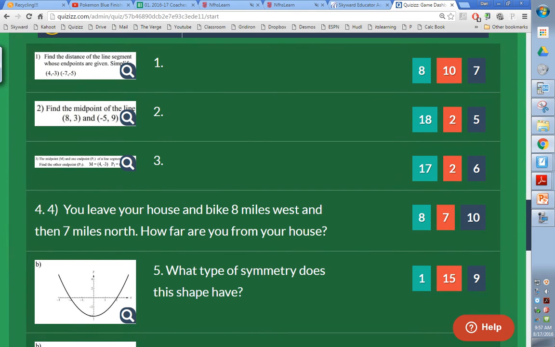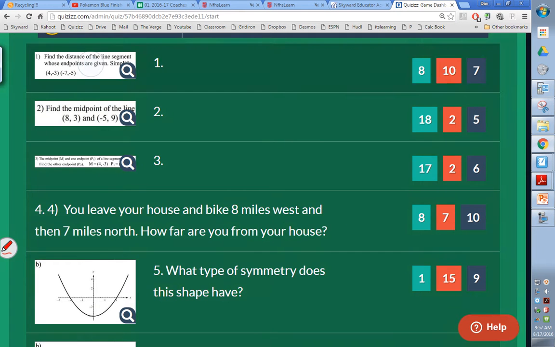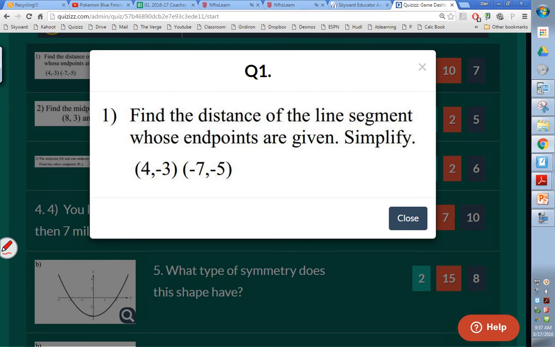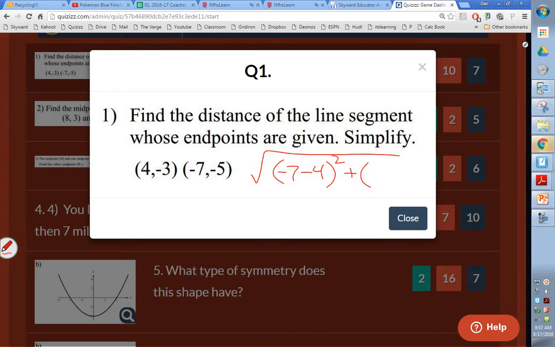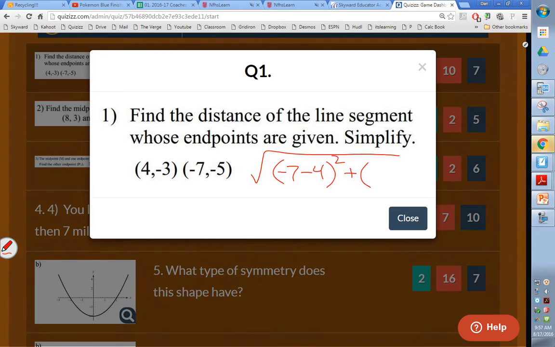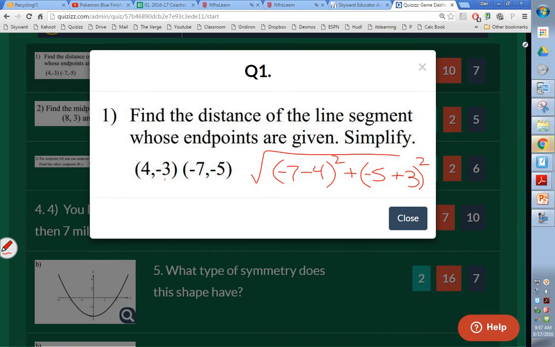Okay, so on number 1, we are finding the distance of the line segment whose endpoints are given. So the distance formula says x sub 2, negative 7, minus x sub 1, 4, squared, plus y sub 2, negative 5, minus y sub 1, negative 3. So that's plus 3 squared. Negative 7 minus 4 is negative 11 squared. Negative 5 plus 3 is negative 2 squared.